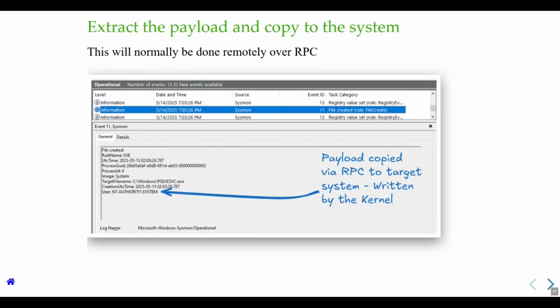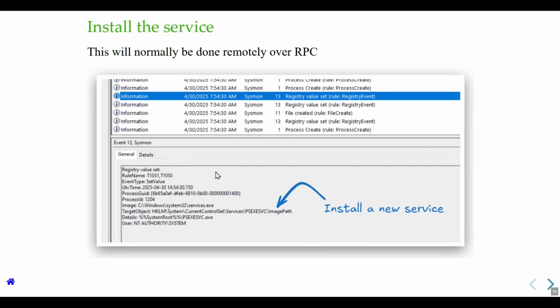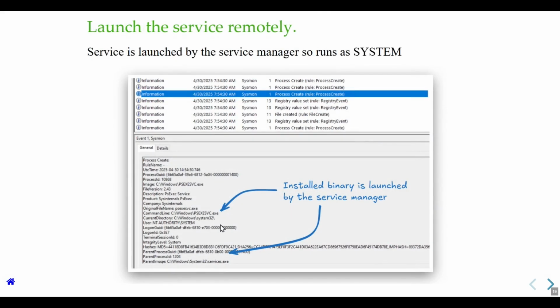Then over RPC, we create a file on the remote system, and so we can copy it over RPC to the target system. Okay, so that's when we create the Windows file, PsExec, in the Windows system. And then we install a new service. We've seen that. So registry keys are set in the registry for the new service. And then the new service is started with the service control manager. So that's how we get to be NT AUTHORITY\SYSTEM.